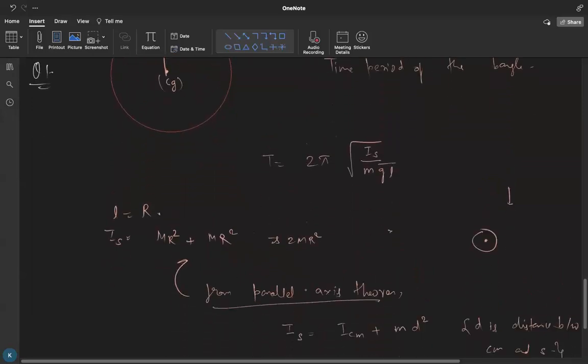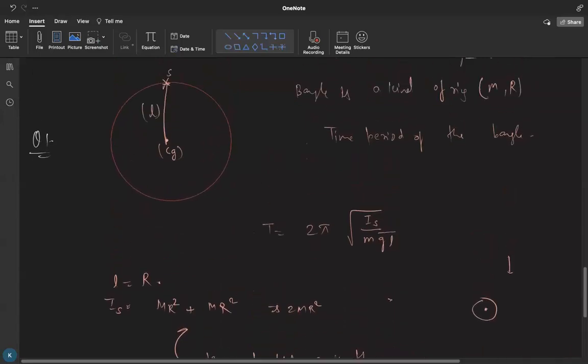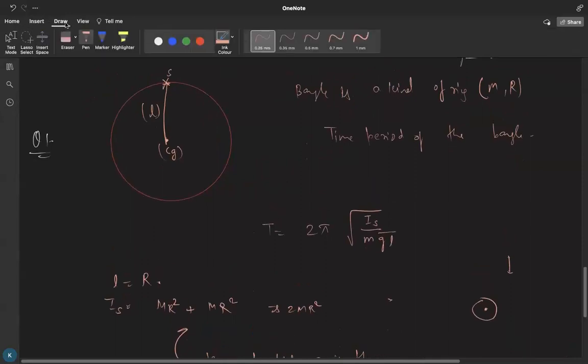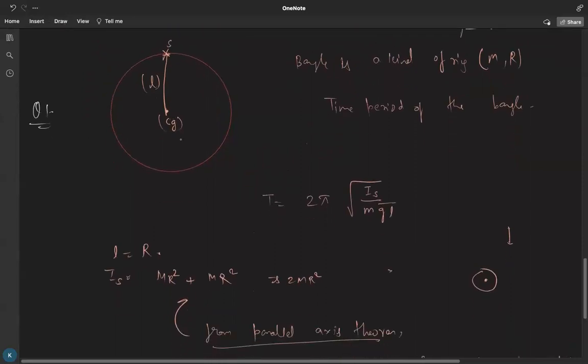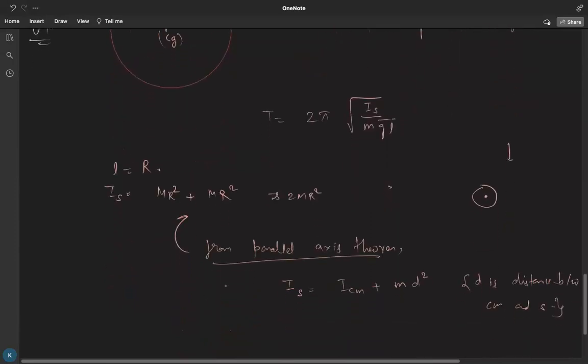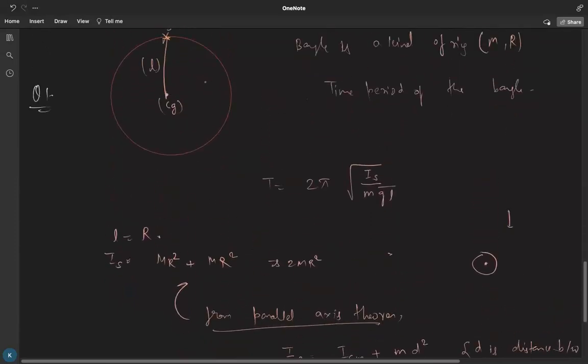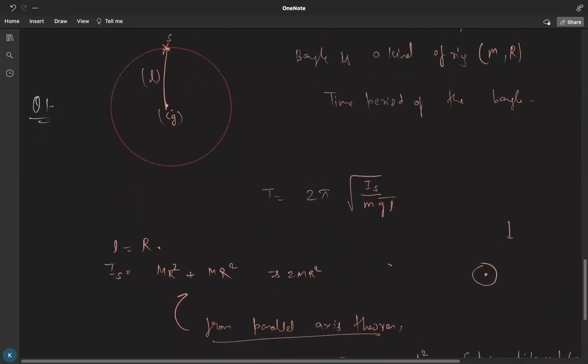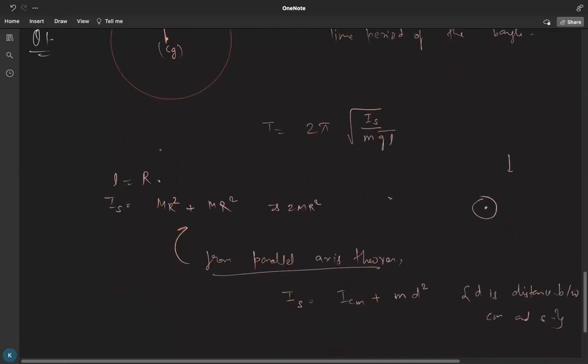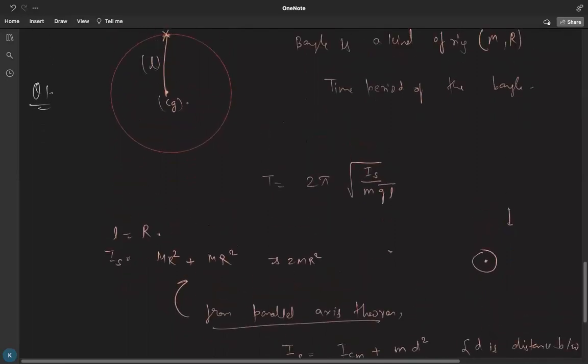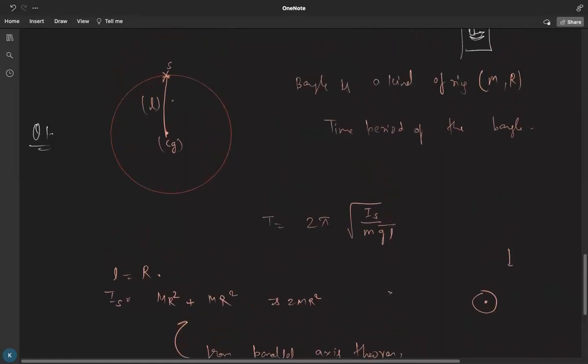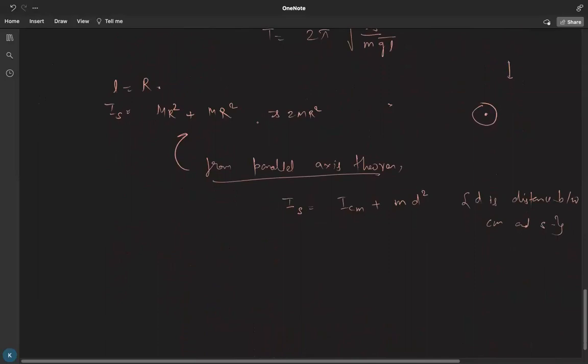I am actually using the parallel axis theorem because the moment of inertia about the center of gravity is actually mr square, and then from the parallel axis theorem we have to find the moment of inertia about the suspension point. And both axes are parallel, so we use the parallel axis theorem. So about center of mass is mr square plus md square. Here d is the distance between the center of gravity and the suspension point, which is actually r. So 2 mr square, right?